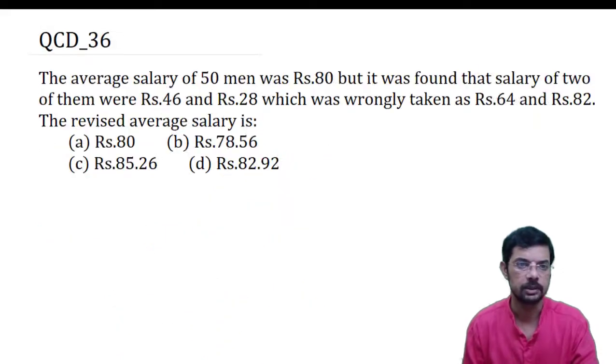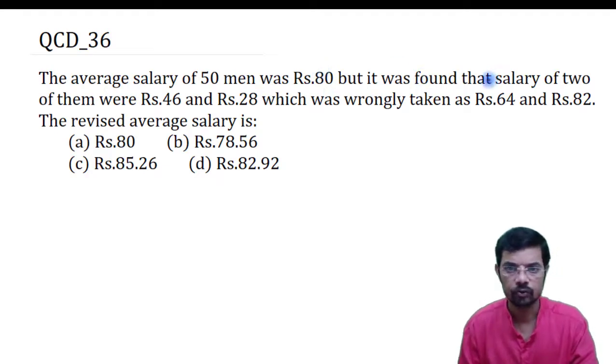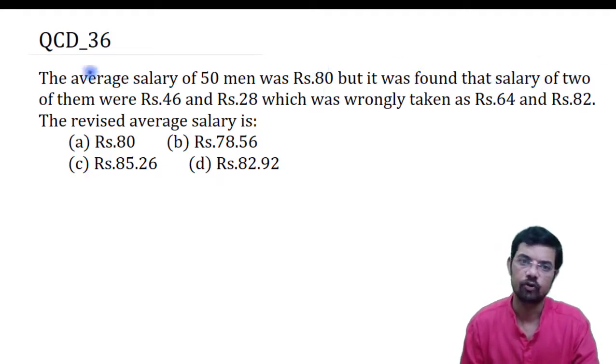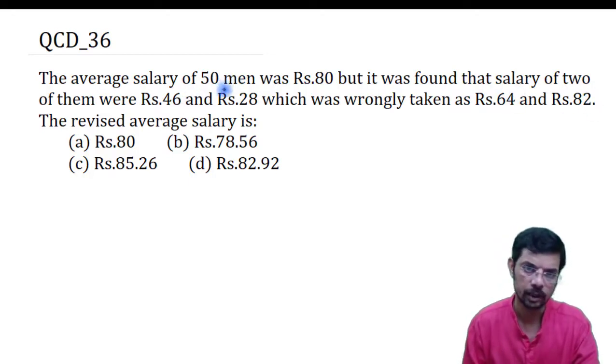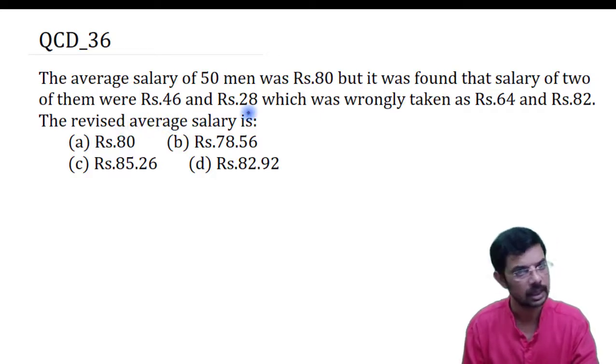Now question number 36. The average salary of 50 men was rupees 80, but it was found that the salaries of 2 of them were rupees 46 and 28, which were wrongly taken as 64 instead of 46 and 82 instead of 28. So what would be the correct revised average salary?